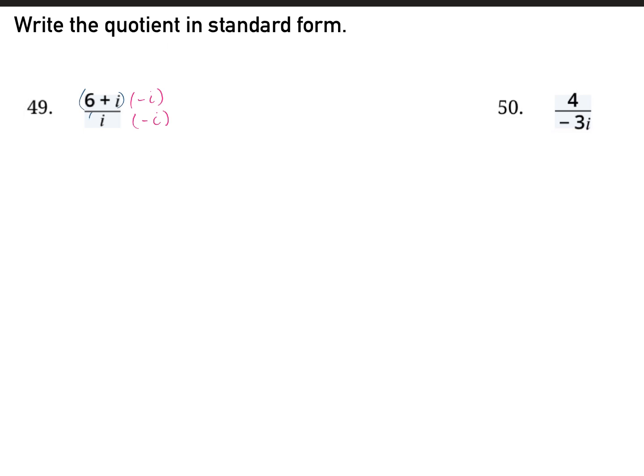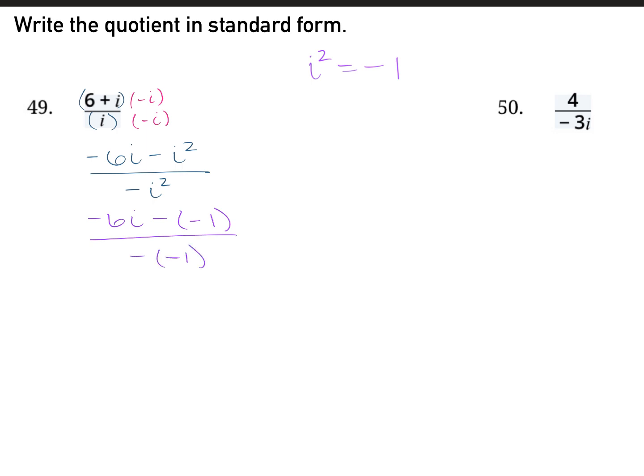So up top, put parentheses around that 6 plus i. Distribute the negative i in. It's going to give you negative 6i minus i squared. On the bottom, it's just going to be a negative i squared. Again, your i squared is equal to -1. So this is going to turn into negative 6i minus -1 over the opposite of -1. Double negatives turn to positives. This is negative 6i plus 1 all over 1. You do not need the 1 in the denominator. However, that top does need to be rewritten in a plus bi form. So that's going to give you 1 minus 6i for your answer.